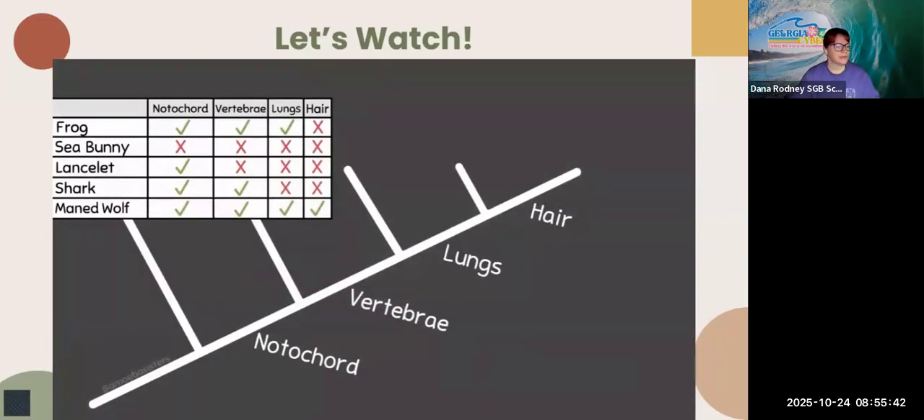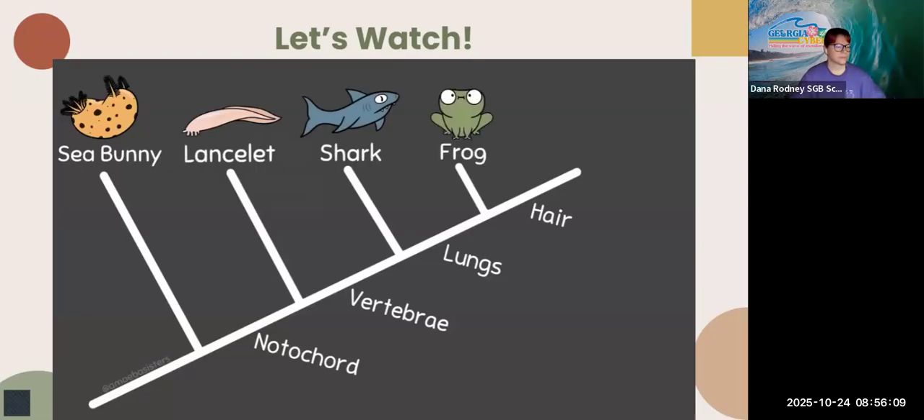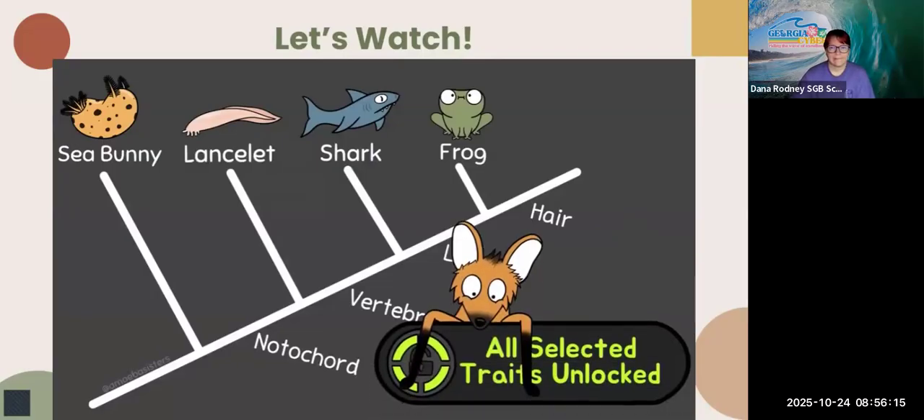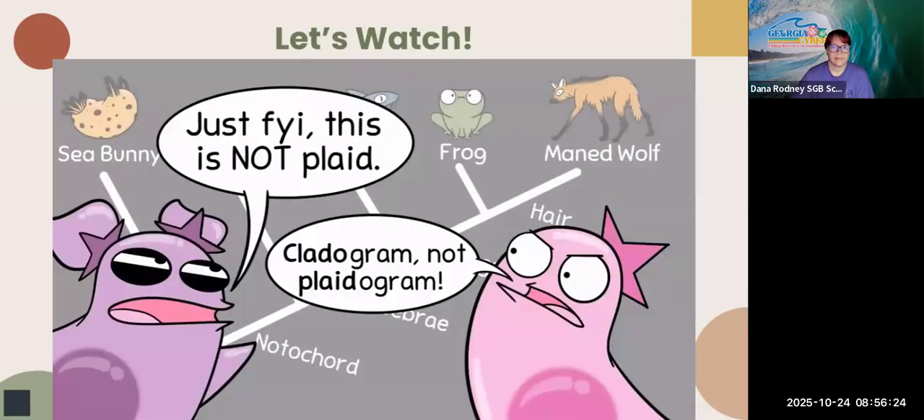Now I'll add each organism based on the characteristics it has, placing each organism only after the characteristics it actually has. For example, the sea bunny has no notochord, so I'm placing it before that characteristic. The lancelet has a notochord but no vertebrae, so it goes after notochord but before vertebrae. The shark has both a notochord and vertebrae, so it goes past those two characteristics. Next, the frog. It has a notochord, vertebrae, and lungs. No hair though. Finally, the maned wolf. It has all of my selected characteristics. It goes here. You can see that the organism only gets placed beyond the listed characteristic if it has the characteristic. Now it's time to talk about what we have done.